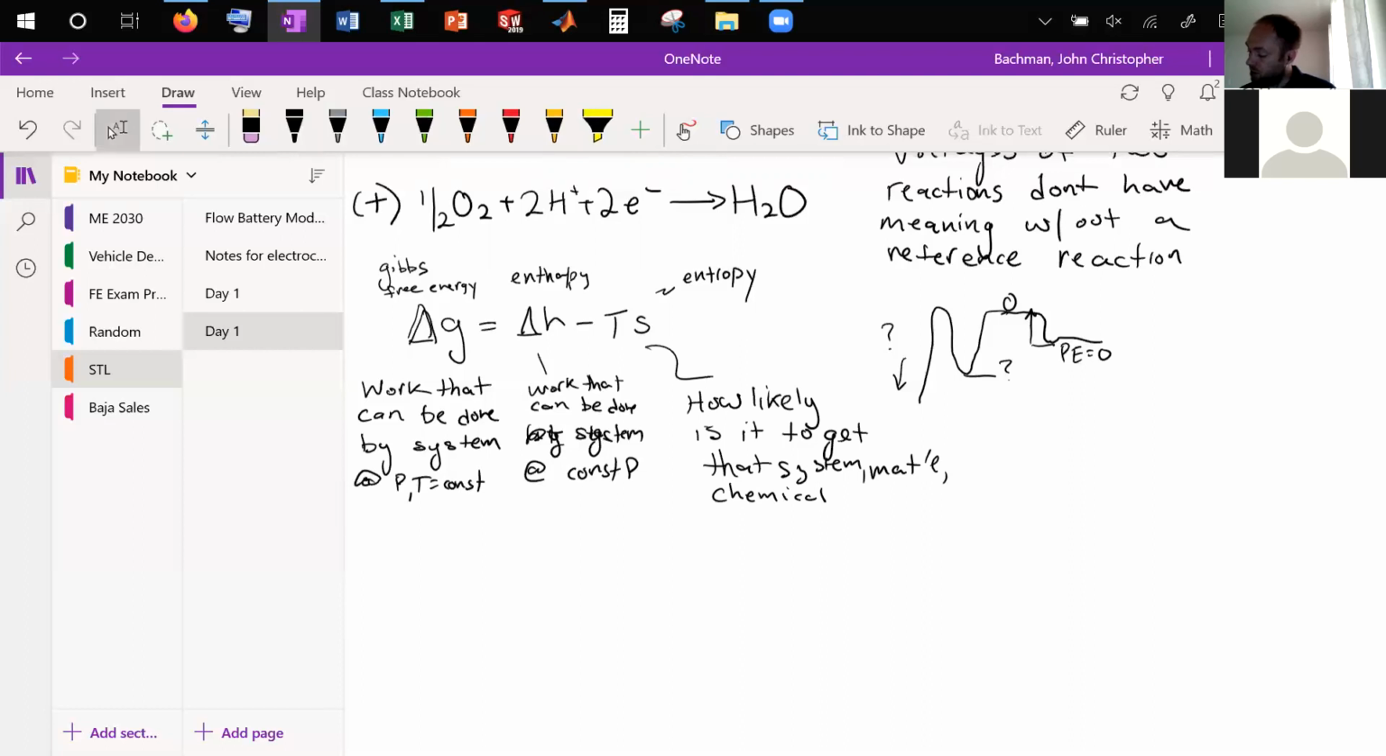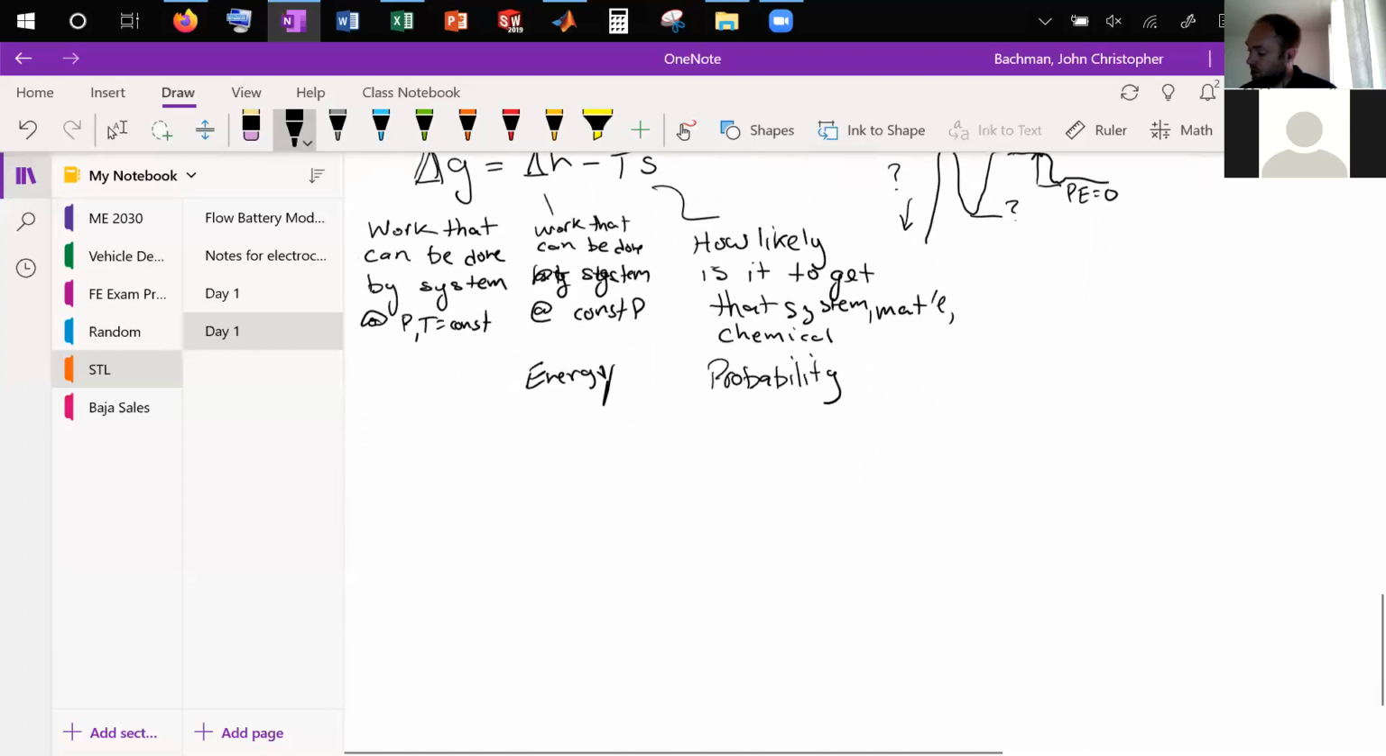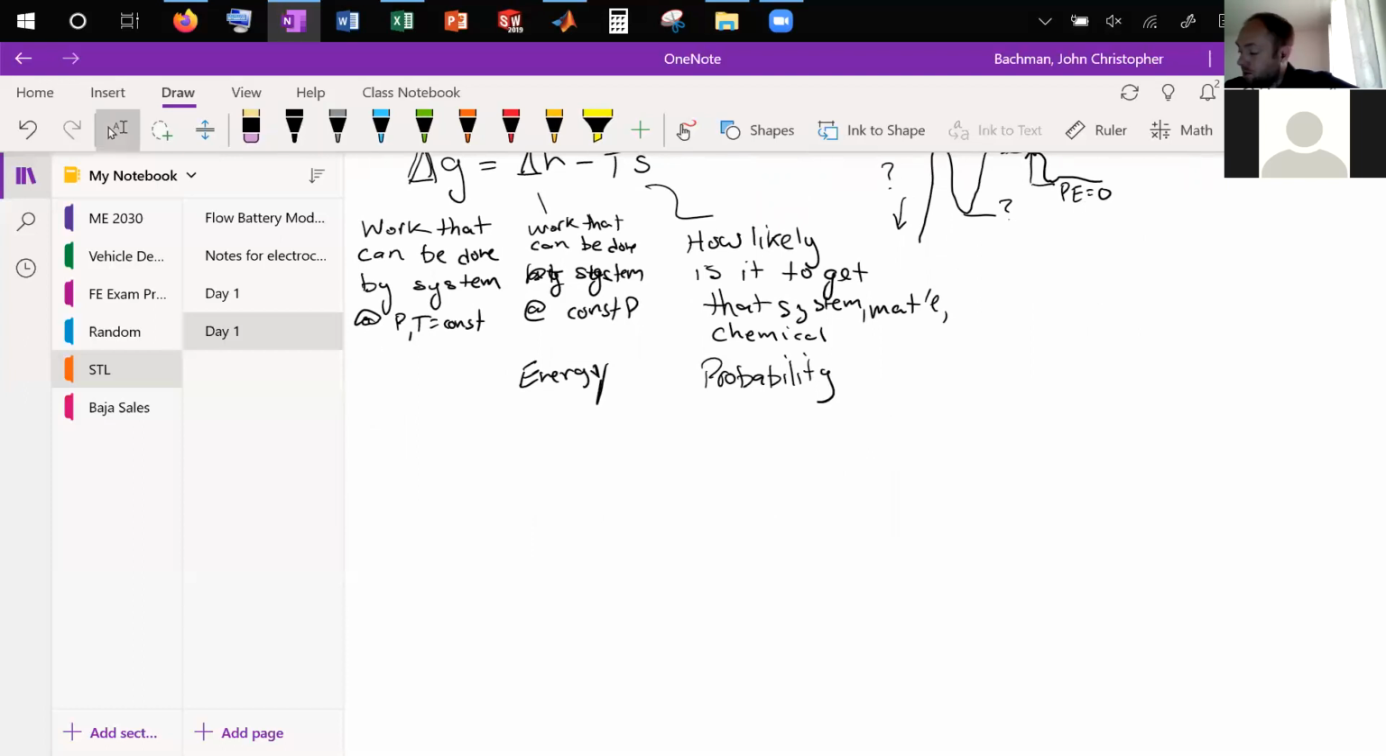Right, and so you have more of an energy term associated with the Gibbs free energy, which is what we're always thinking about in electrochemistry, and more of a probability term. Both of these together determine the outcome, and depending on the temperature, the relative influence on the outcome can be changed. So, what the heck do you mean by probability, Chris?